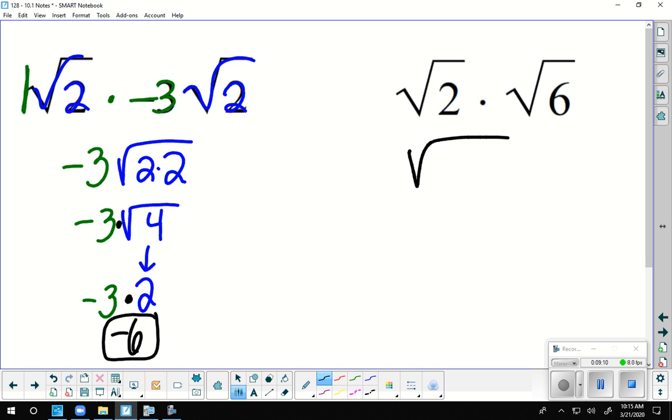So now let's multiply these, which means I can put them under the same radical. That's the square root of 12. Well, I know that the square root of 12 has a perfect square factor of 4, right? 12 can be broken down to 4 times 3.